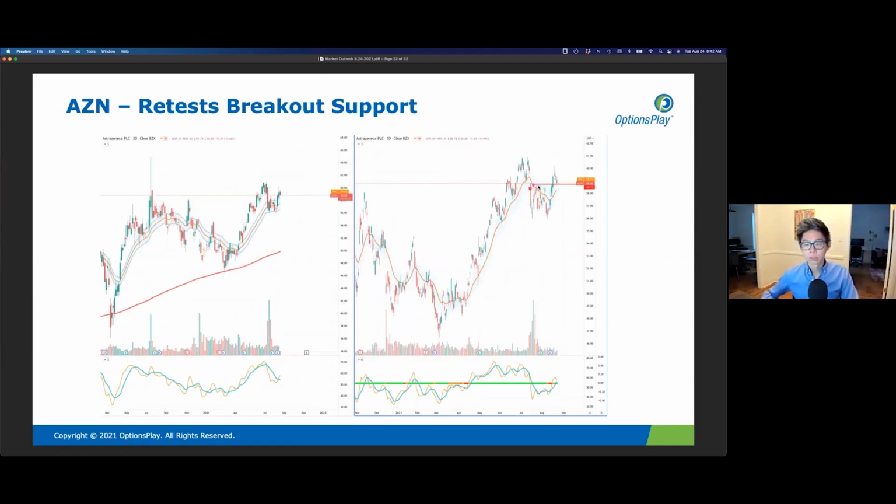AstraZeneca also recently broke out above this $59 level here. What's interesting, it's coming back to retest this level as support. So perhaps this is the next opportunity to shoot for that $61 level here, which is the new all-time high. And if we break out above 61, that certainly puts it at a substantially higher price point here for AstraZeneca. So pharmaceuticals, especially when you look at healthcare, is one of the stronger sectors that we've looked at.